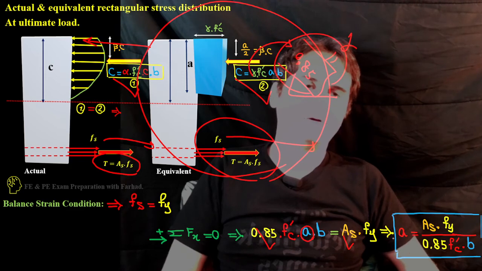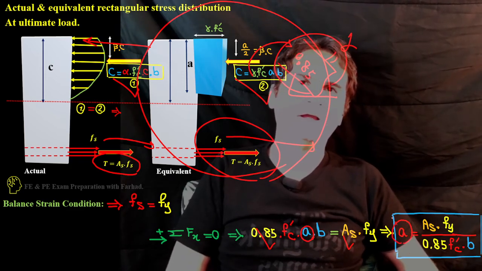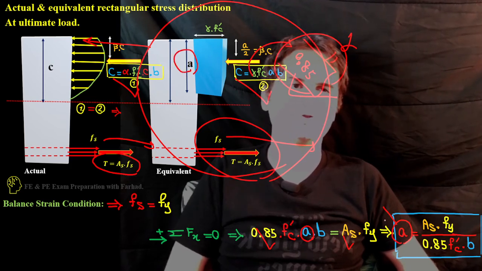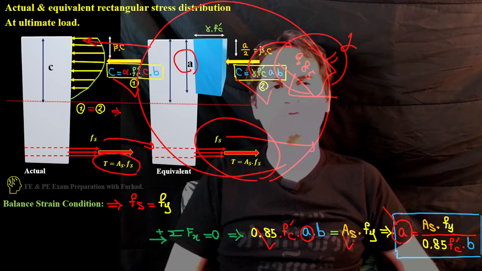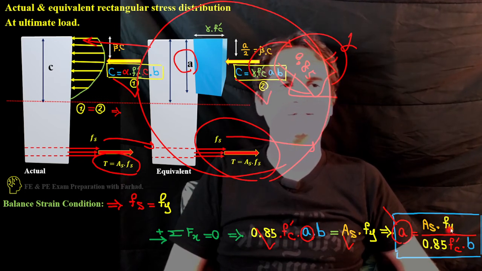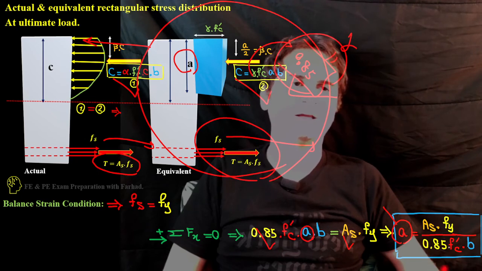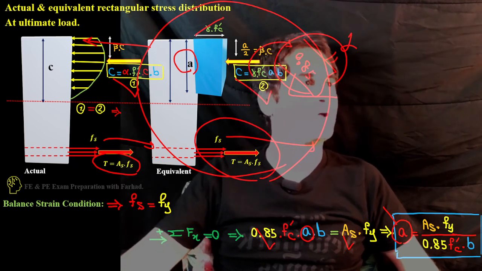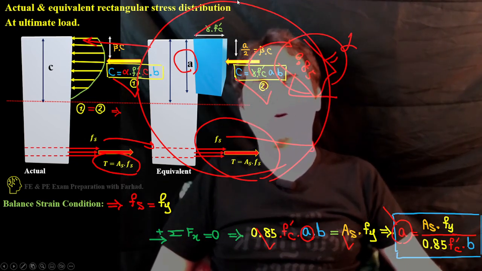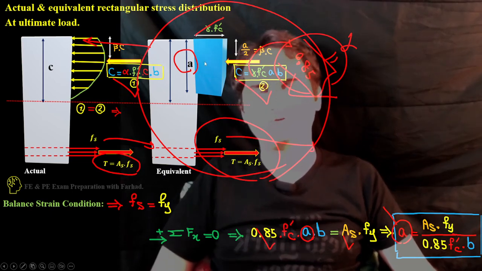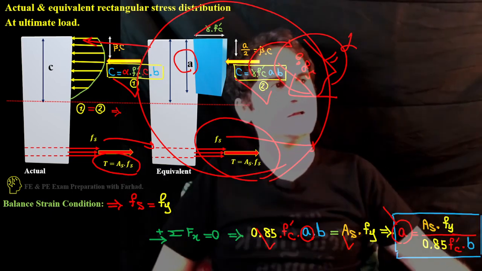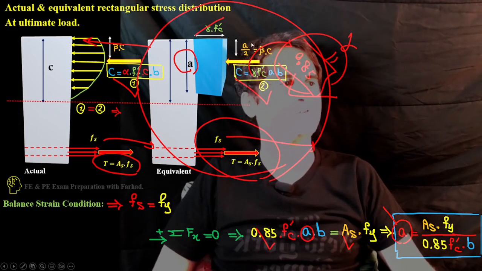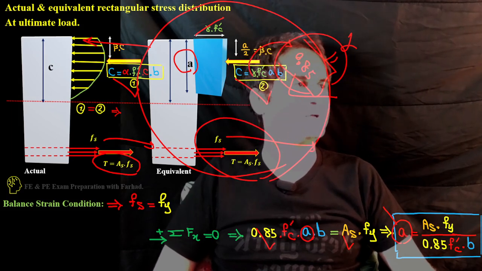If you calculate that based on A, the height of the rectangular distribution, A is simply equal to the area of steel times the yield stress of steel over gamma times F prime C times the other dimension of the section. That's all you need for calculating the height of the equivalent rectangular distribution of stress, and that's very useful. We'll solve more problems on this in the next video. Thank you.